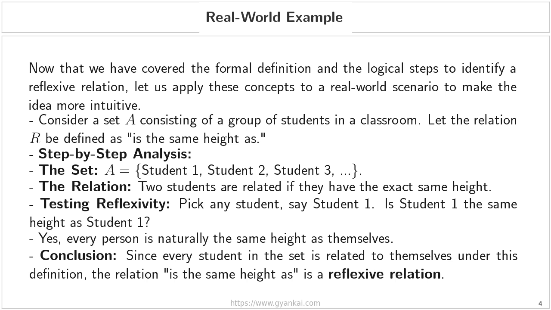With this real-world example as a foundation, we will now move forward to look at some specific mathematical examples using sets of numbers.